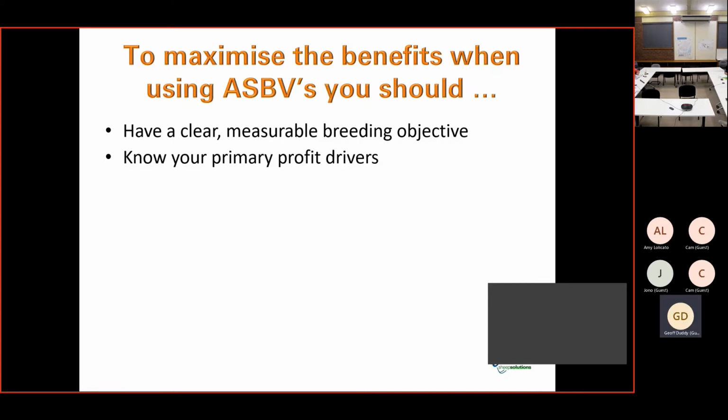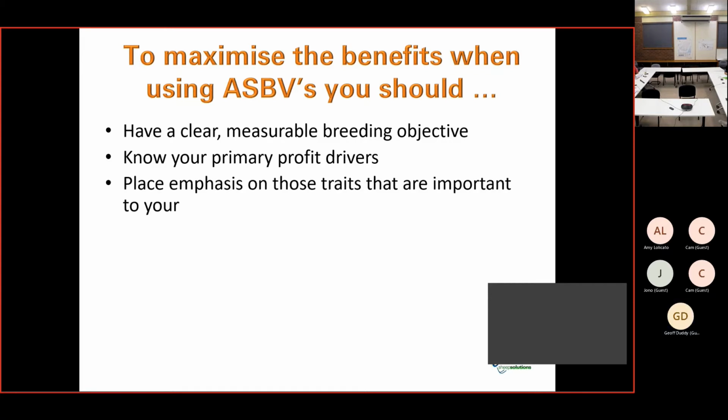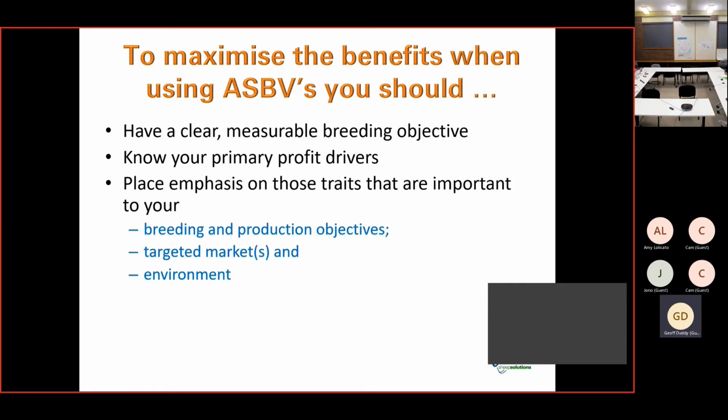You should really know your primary profit drivers, most of which we've just gone through. You've got to place emphasis on those traits that are important to your breeding and production objectives, your targeted markets, and the environment that you're running the animals in. The targeted markets, and I would say most producers are pretty flexible now when it comes to selling time, particularly for the slaughter lambs. And I mean, the last 3 to 5 years, selling the store lamb, to my mind, has probably been a better option because there is such an interest in finishing lambs.